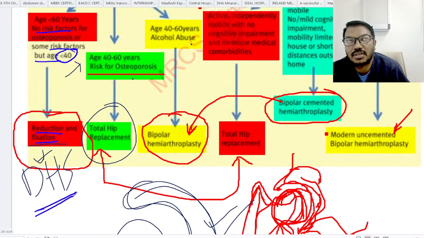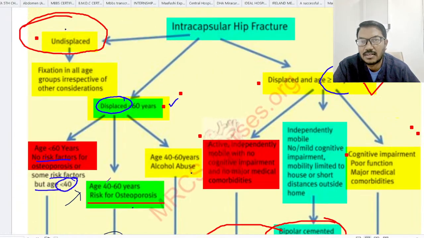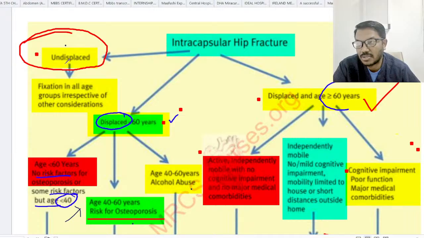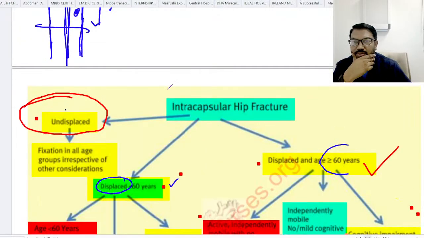But if the patient has no risk factor and age is less than 60, then also we can fix by dynamic hip screw. Again, for an intracapsular fracture, if it is undisplaced, we can just do immobilization by cast, by hip immobilization. But if it is displaced, we have to consider age. If age is less than 60 with no risk factor, then we can fix with dynamic hip screw.